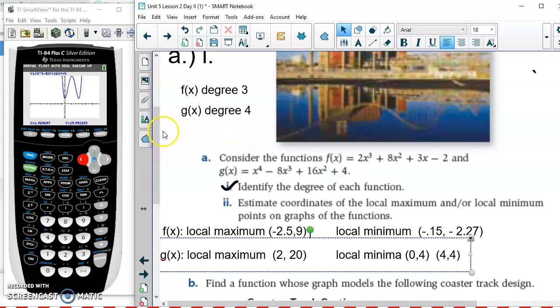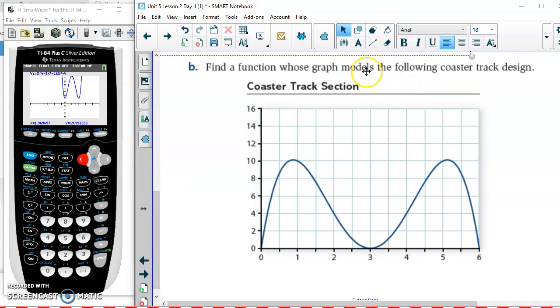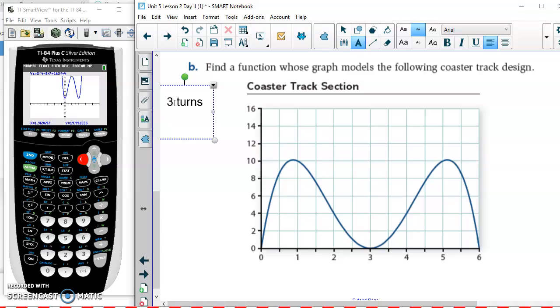The next part of the question, we have an equation and we have to find a model of this. We start that by identifying key points on our curve. Now we notice that it has 3 turns, so let's type that in. It has 3 turns, so it's going to be degree 4.